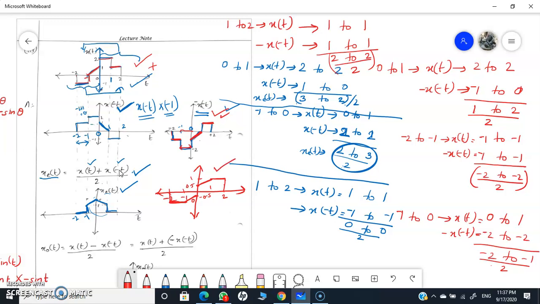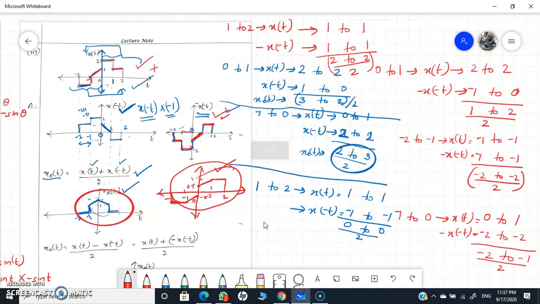Now I have my odd component given by this figure and even component given by this figure. So this is how you need to find the even and odd components if you are given the graphical representation of the original signal. Okay, thank you.